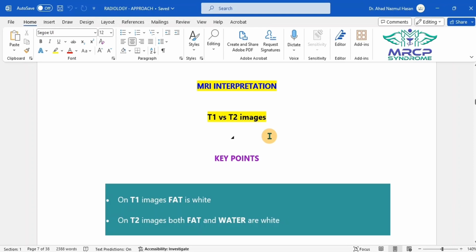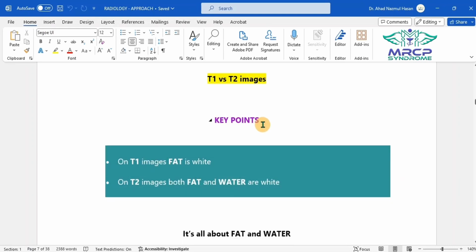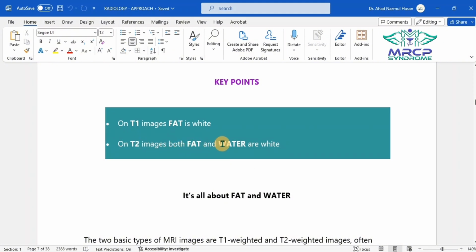We need to differentiate between the T1 and T2 weighted image, and you need to remember 2 key points, and these 2 key points you should remember for your lifetime. So in T1 weighted image, the fat is white, and in T2 weighted image, both fat and water would be white. So this is all about fat and water, and by water we usually refer to the CSF in case of MRI. So the water or CSF, this is the differentiating point.